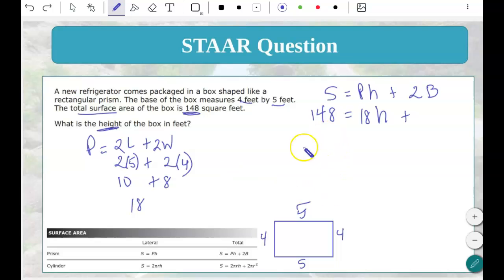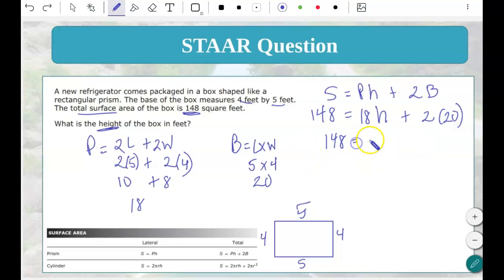Now the base, this B, is the area of the base. So it's the area of the rectangle, which we're going to have to do length times width. So that's going to be 5 times 4, which is 20. So you do 2 times the 20. Let's go ahead and simplify that a little more. 2 times the 20 is 40.